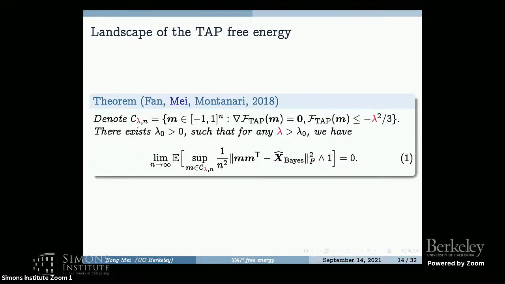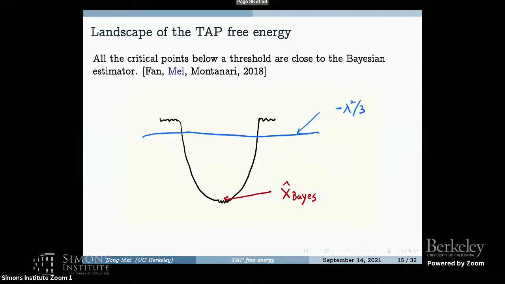Okay, so for any critical point below a threshold is close to the Bayes estimator. This result has a geometric picture. It says that all the critical points below a threshold are close to the Bayes estimator. So the landscape looks like this. There could be bad local minimizers above this threshold. But if you look at critical points below this threshold, all these are close to the Bayes estimator.